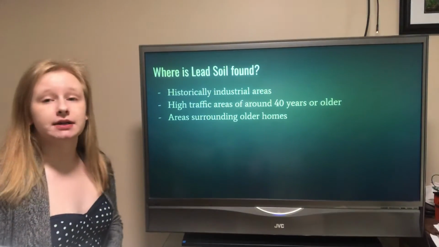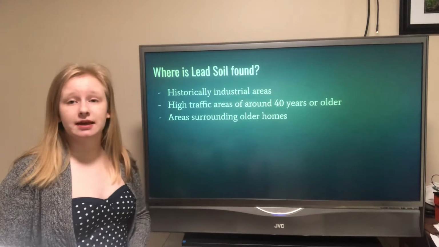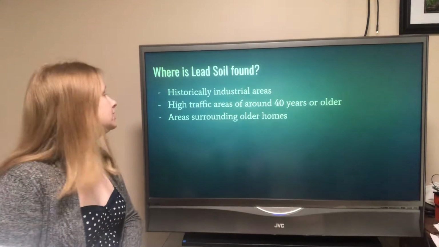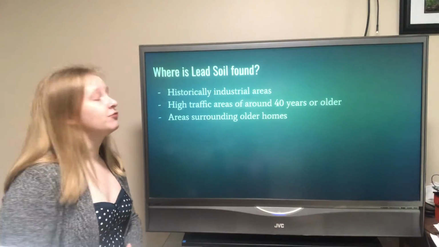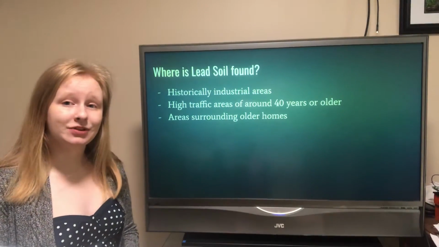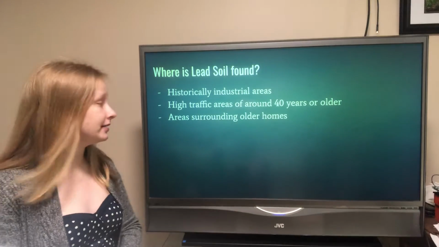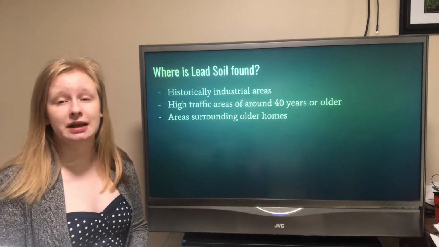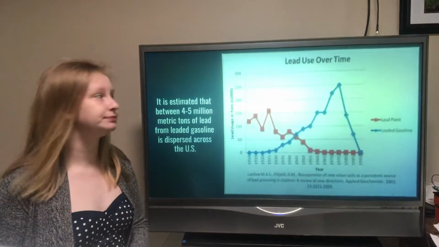Lead soil can be found in historically industrial areas in which lead metal or lead-based products would have been used in the construction process, or high traffic areas of around 40 years ago in which leaded gasoline would have been used and contaminated the surrounding areas, or areas surrounding older homes in which lead paint would have been used and contaminated the soil and waterways.